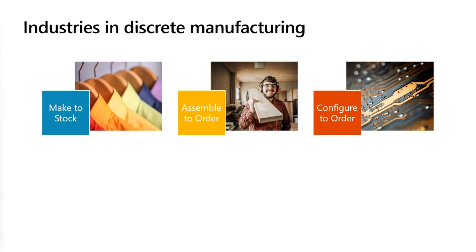A good example for configure-to-order discrete manufacturing is Dell. When a customer buys a Dell laptop, they specify the screen size, the memory, the storage, processor, color, and Dell uses that information to provide the estimated delivery date, which includes the assembly of the laptop and the delivery time.